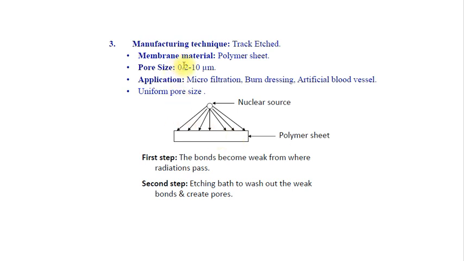The pore size will be from 0.2 to 10 micrometer in this process. And again, this process is basically used to create membranes for burn dressing as well as artificial blood vessels.